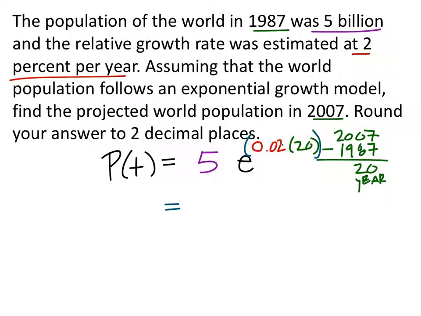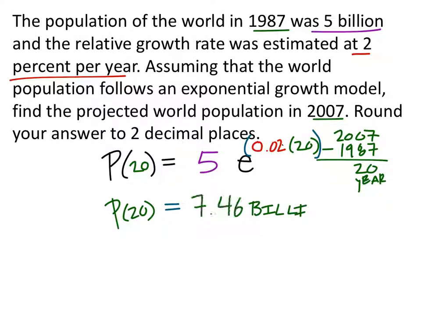And when I do that, I should have my answer. Again, this is P of 20 for this. All right, this says round to 2 decimal places. I've got 5.204. So it looks like I can just keep it like this, 5.20. But don't forget, that's in billions.